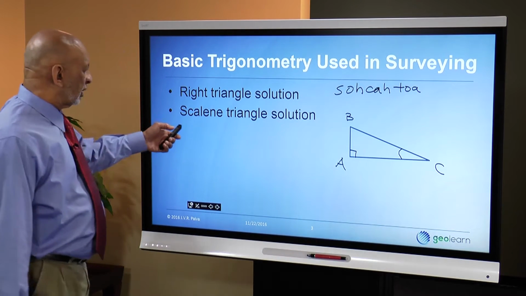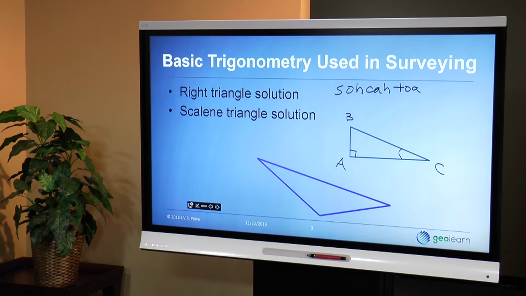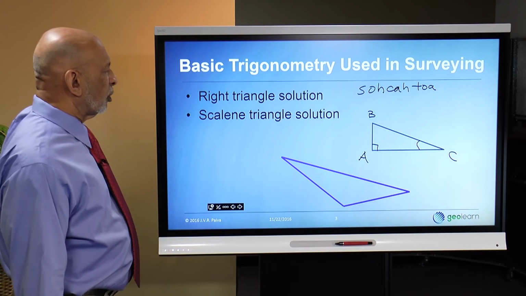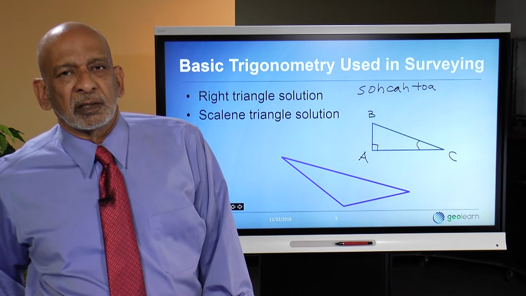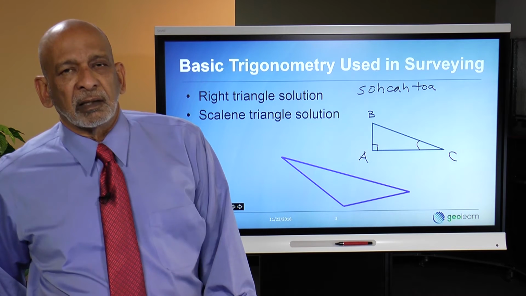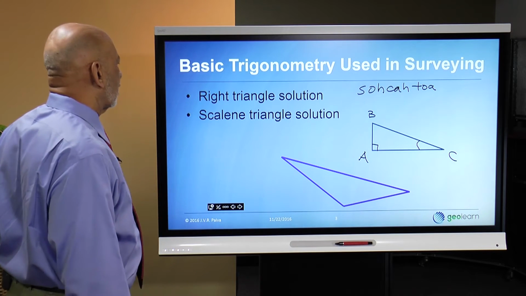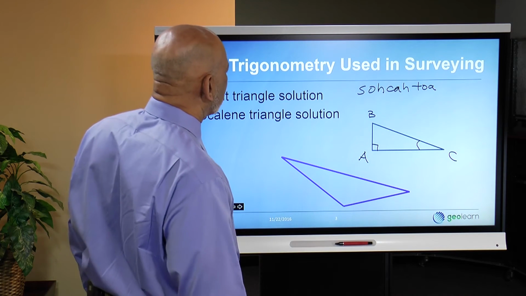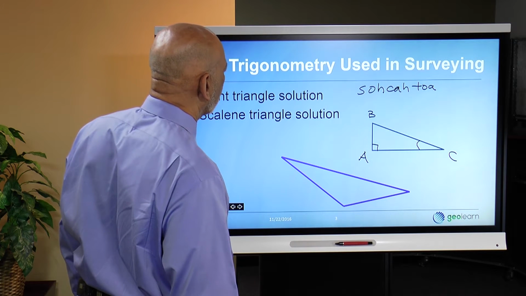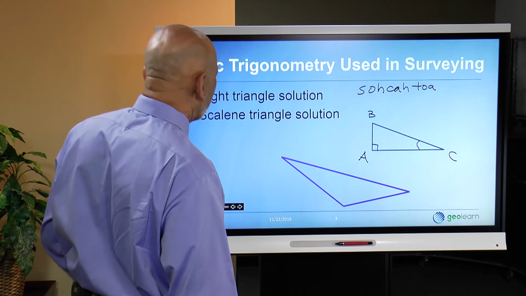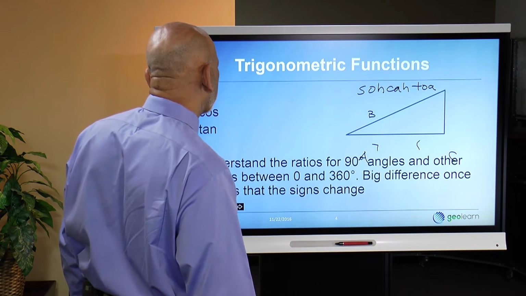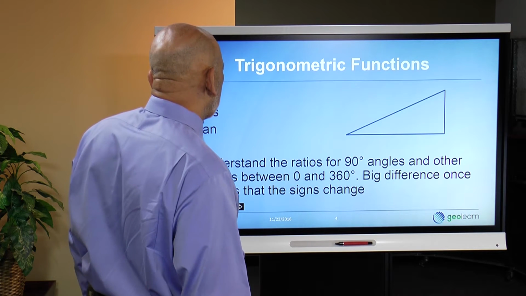Now you see here I mentioned a scalene triangle. What's a scalene triangle? A scalene triangle is basically where no angles are the same, no sides are the same, and no angle is a right angle. So in a situation like this, solving for missing sides is a little bit more complicated. And before we get into that, I just want to talk about the basic trig functions.